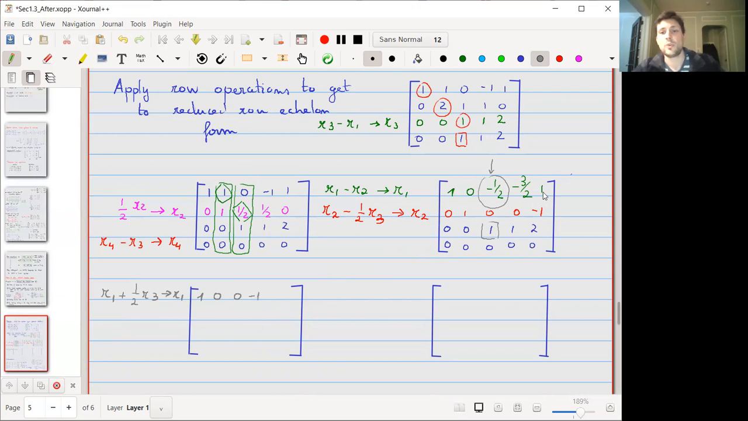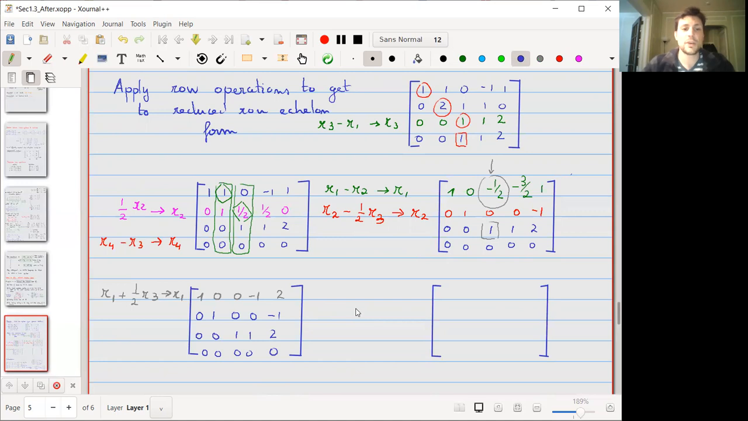And then we have 1 plus 2 divided by 2. So it's 1 plus 1, which becomes a 2. The second row is unaffected by this procedure: 0, 1, 0, 0, -1. And the third row is likewise unchanged: 0, 0, 0, 0.